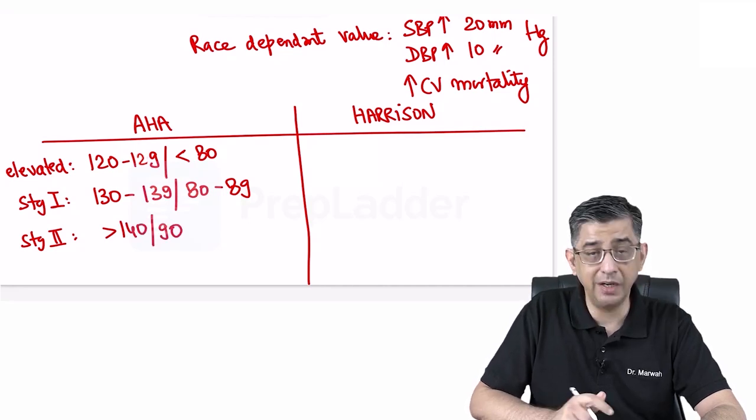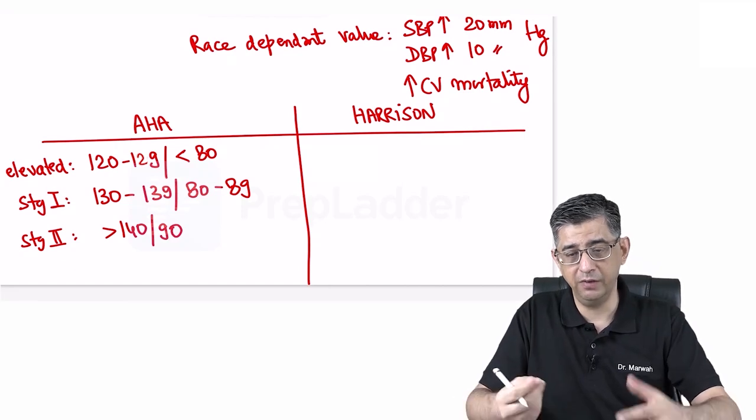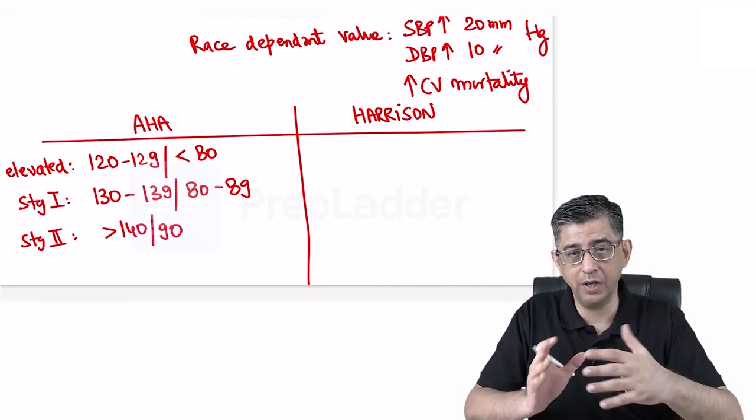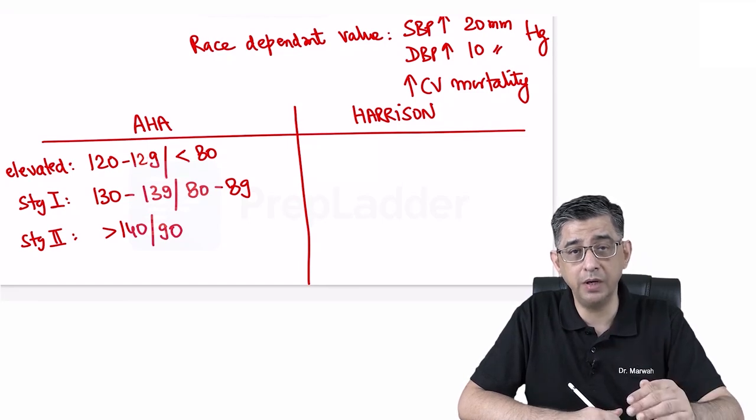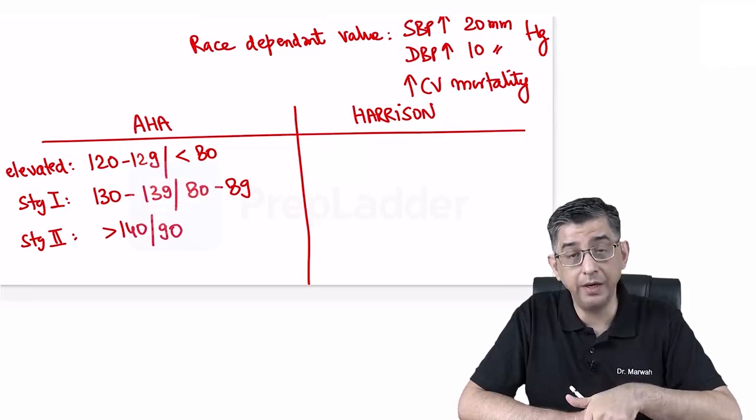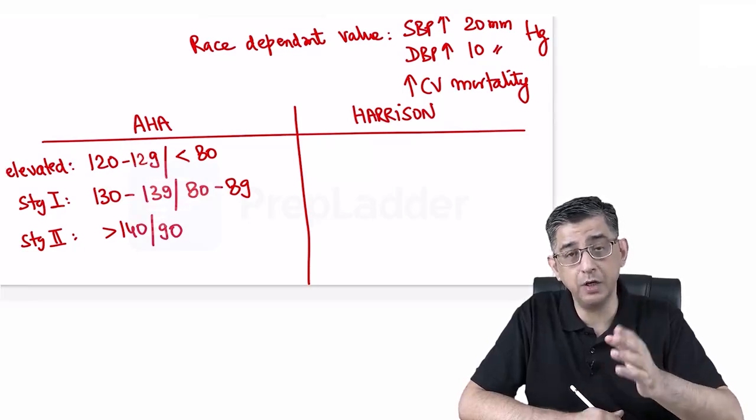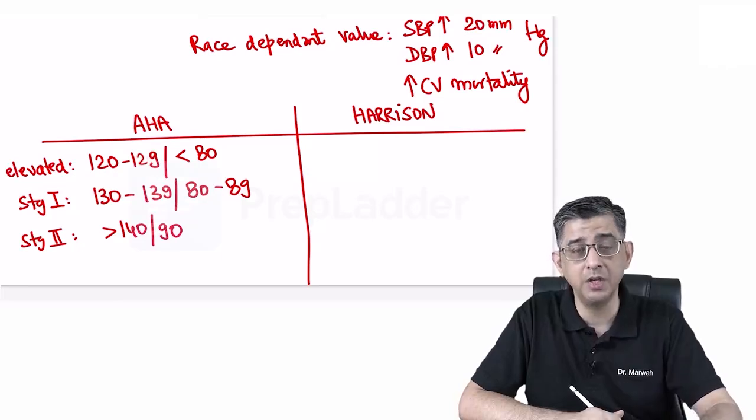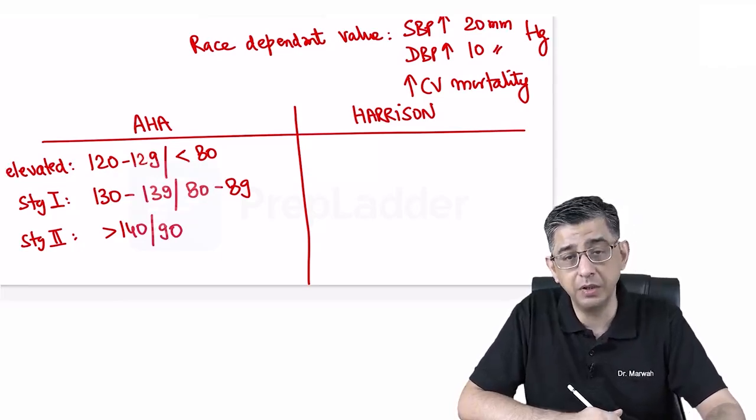So what you can see is that in earlier times, like when I was studying, I was taught hypertension is more than 140 by 90. But currently, according to the AHA guidelines, 140 by 90 is stage 2 of hypertension. That means target organ damage would already have been initiated in the patient.